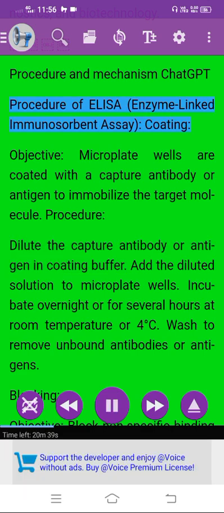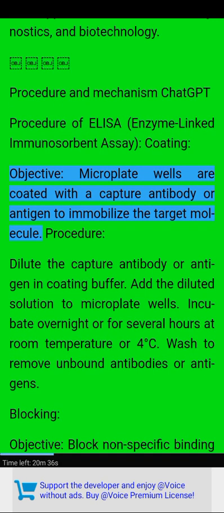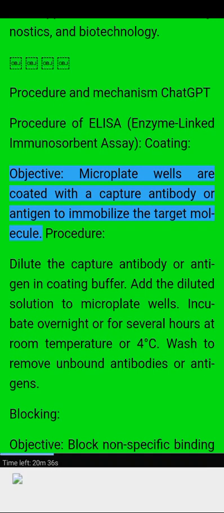Procedure of ELISA, enzyme-linked immunosorbent assay. Coating. Objective. Microplate wells are coated with a capture antibody or antigen to immobilize the target molecule. Procedure. Dilute the capture antibody or antigen in coating buffer. Add the diluted solution to microplate wells. Incubate overnight or for several hours at room temperature or 4 degrees Celsius. Wash to remove unbound antibodies or antigens.